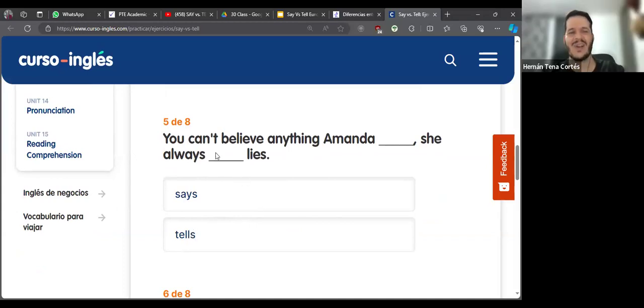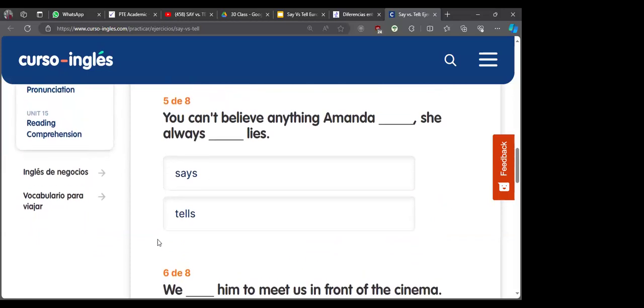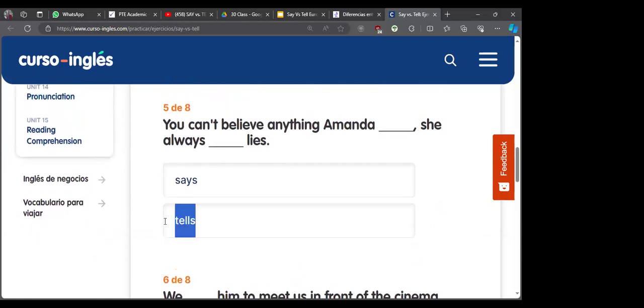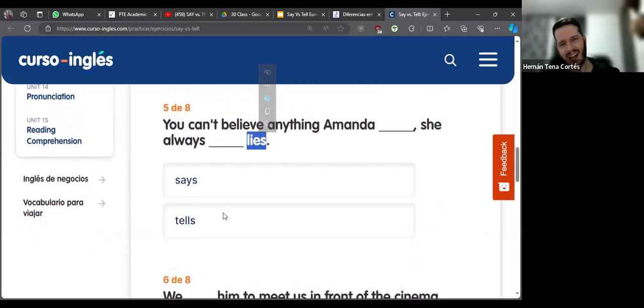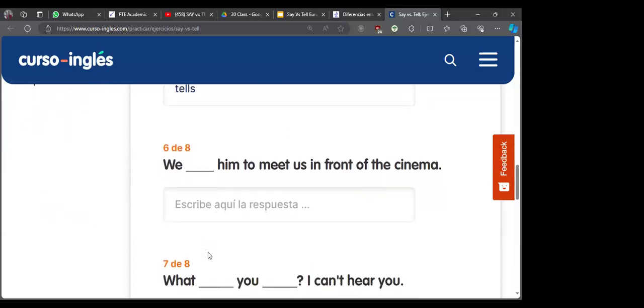Yes. Very good. So you can't believe anything Amanda says. She always tells lies. All right. Number 5. What is tell lie? Tell a lie es decir una mentira. Pero en este caso, mentiras plural. Decir mentiras. Tell lies. Okay. Very good. All right, I'm going to go to Gabriel.